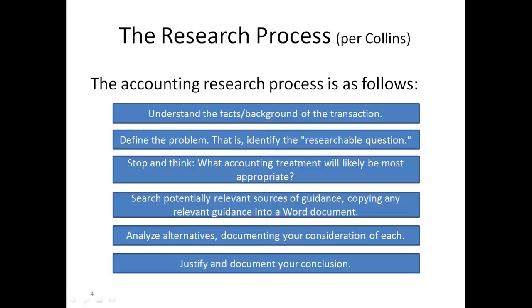Collins has a little different approach, but both of these are sound processes for accounting research. Collins begins with understand the facts or background of the transaction. Then define the problem. Identify the researchable question or issue. Stop and think. What accounting treatment will likely be most appropriate? Search potentially relevant sources of guidance, copying any relevant guidance into a Word document. Analyze alternatives, documenting the consideration of each. And finally, justify and document your conclusion.